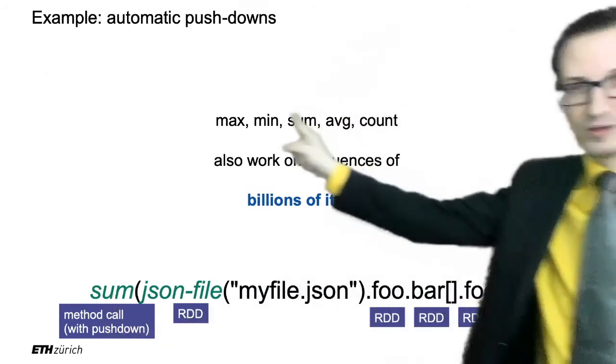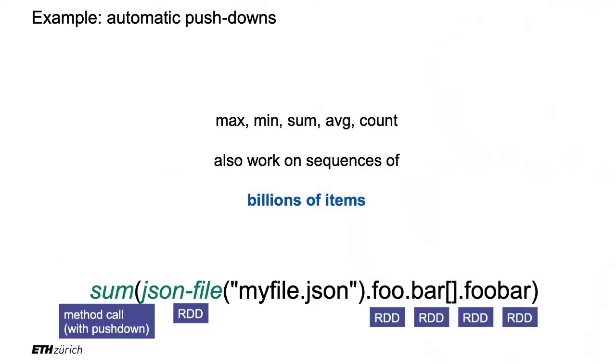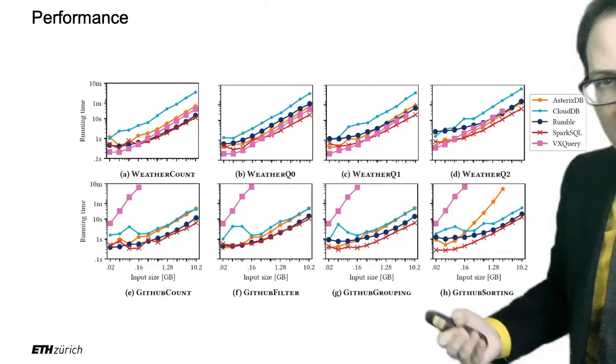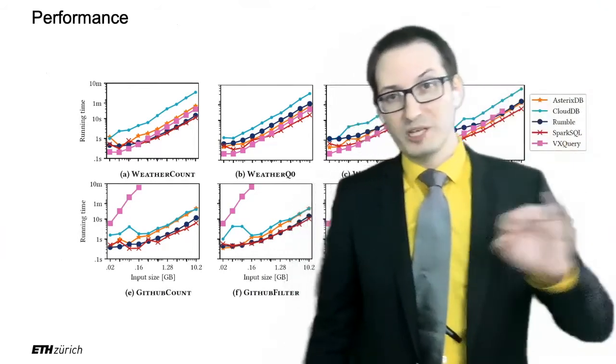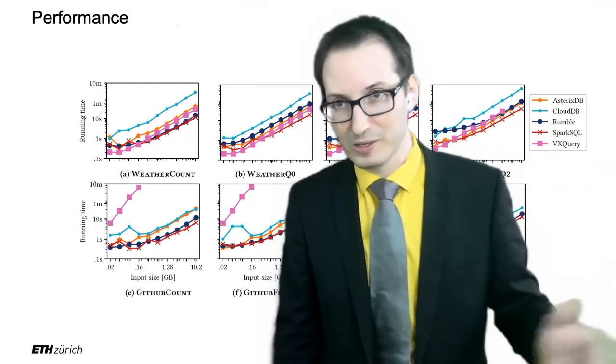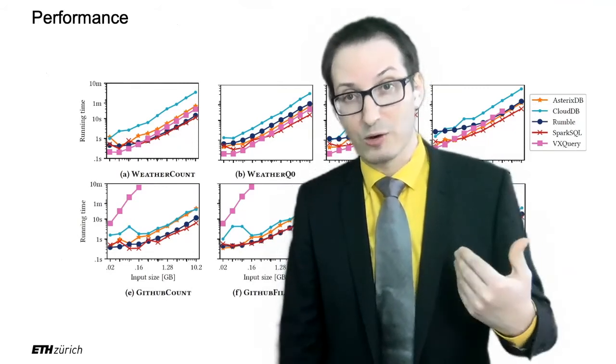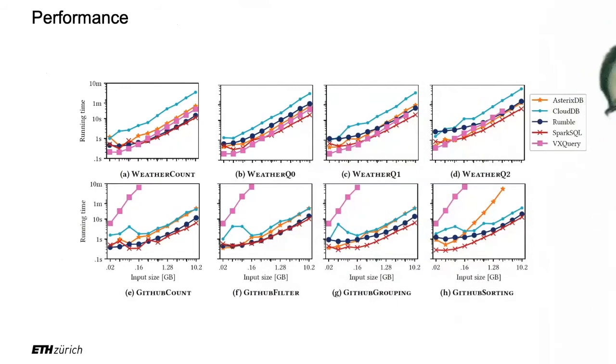So all of these methods right there from the XQuery standard work on sequences of billions of items. From a performance consideration, our goal was to be not slower than other systems that work in a similar way, like DB, Spark SQL, VXQuery, and so on. So we compared with other systems. Our goal is to be more productive, to increase productivity, but without a loss of performance.